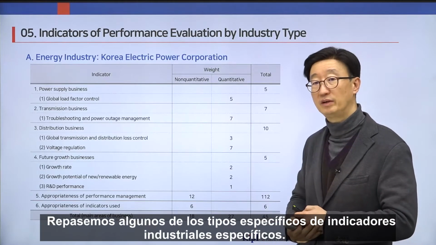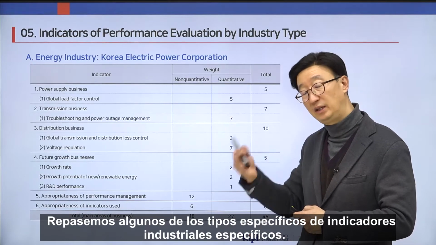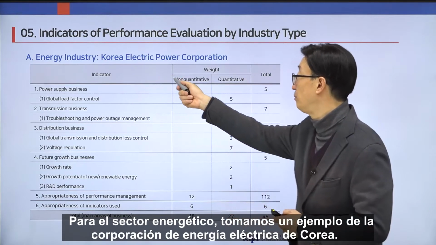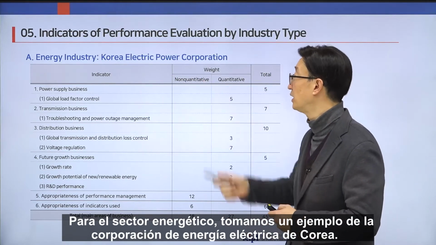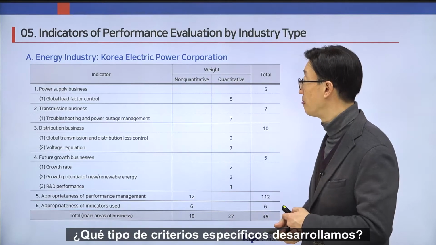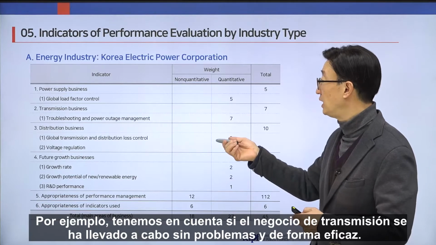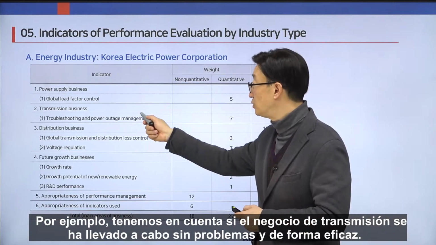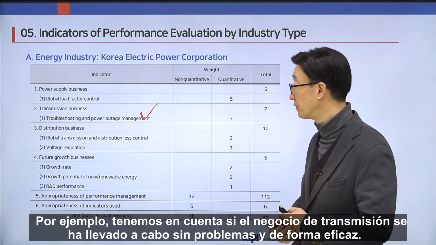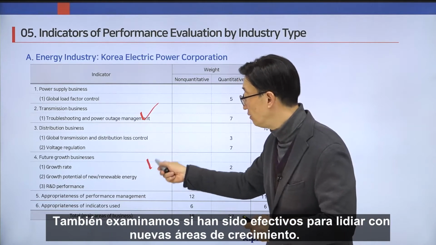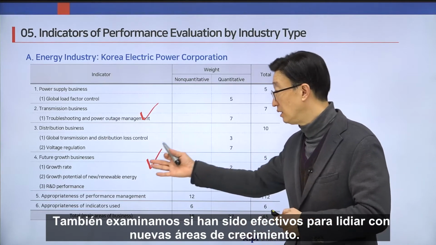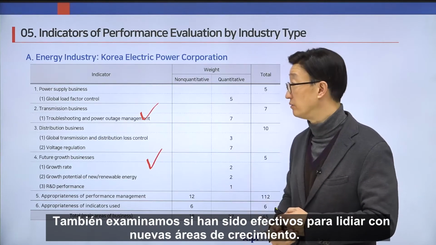Let's go over some of the specific industry-specific indicators. Now, for energy sector, we take an example of Korea Electric Power Corporation. What specific criteria do we develop? For instance, we take into account whether the transmission business has been conducted smoothly and effectively. We also examine whether they have been effective in dealing with new growth areas.